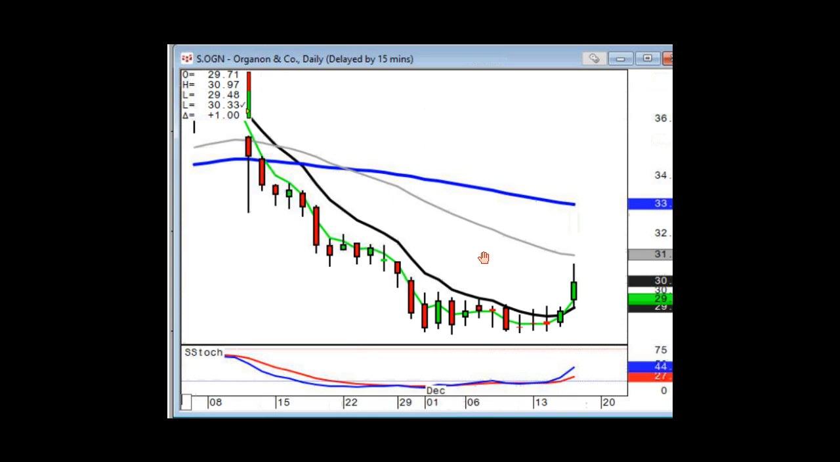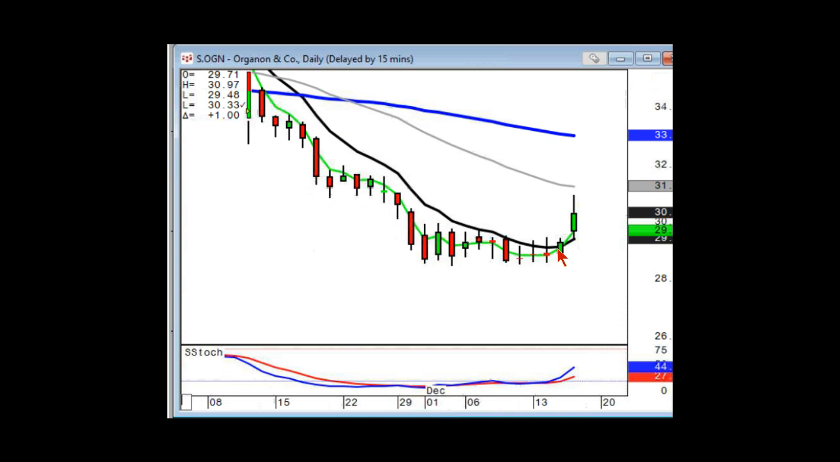Now OGN is a good chart because look at doji, doji, doji, doji, basing, and now they've gapped up. Where was your first likely target from this point? Probably coming back up to the 50. Yeah, let's see. I'll skip over to some of those.